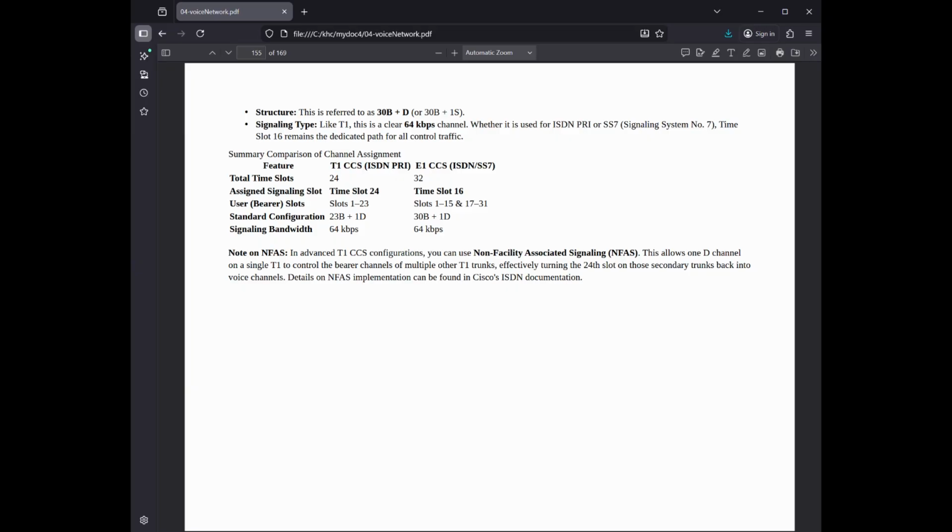Note on NFAS: in advanced T1 CCS configurations, you can use non-facility associated signaling, NFAS. This allows one D channel on a single T1 to control the bearer channels of multiple other T1 trunks, effectively turning the 24th slot on those secondary trunks back into voice channels. Details on NFAS implementation can be found in Cisco's ISDN documentation.